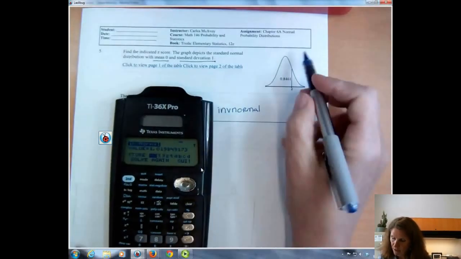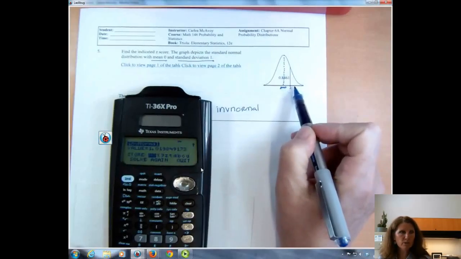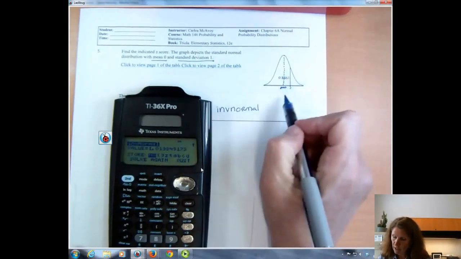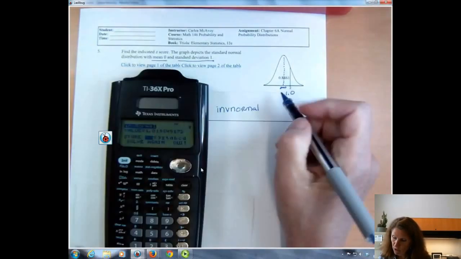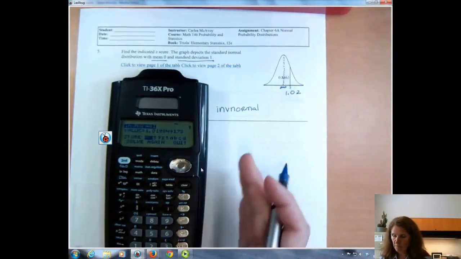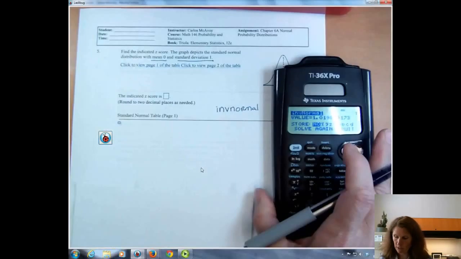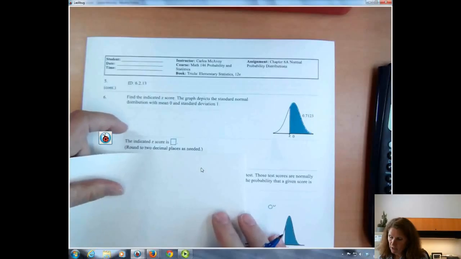And you can see that if I had a z-score of 0, I'd be right down here at the middle. That'd be z equals 0, right? But obviously my z-score should be more than 0 because it's to the right. And it turns out to be 1.0, what do they want, 2 places? Yeah, 1.02 is my z-score. You can see that that makes sense. It's to the right of that middle point, so it should be positive. And it's not hugely over to the right, so 1.02 makes sense. So that would be that to the second decimal place.